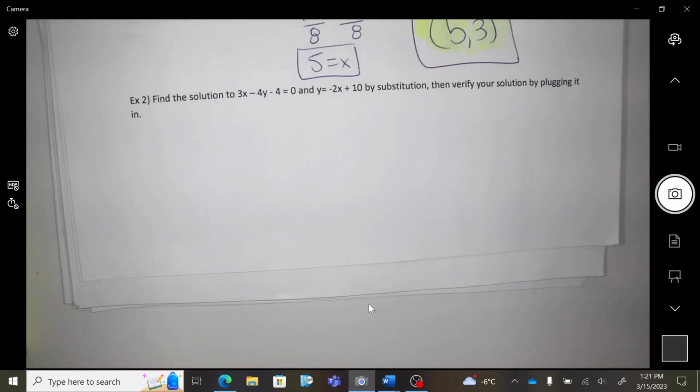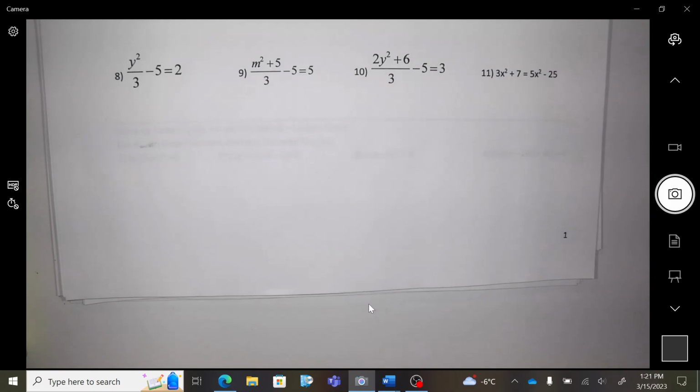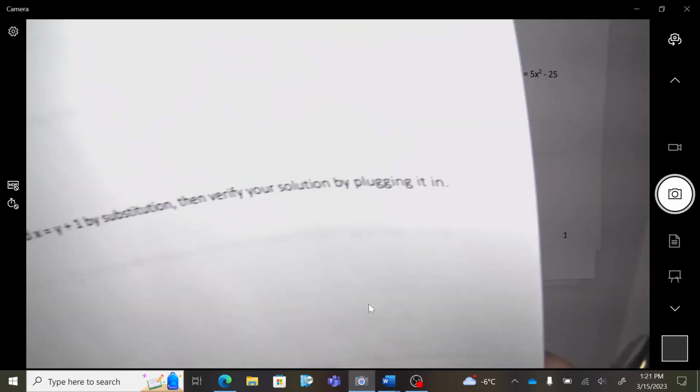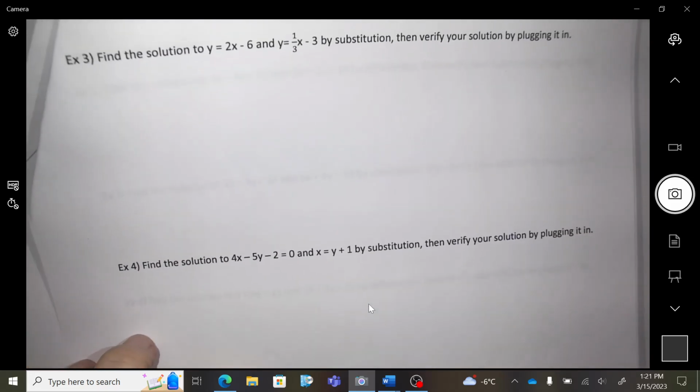Okay. I'm going to skip that one because it's basically the same. Maybe we'll try this one because I see a fraction involved here.